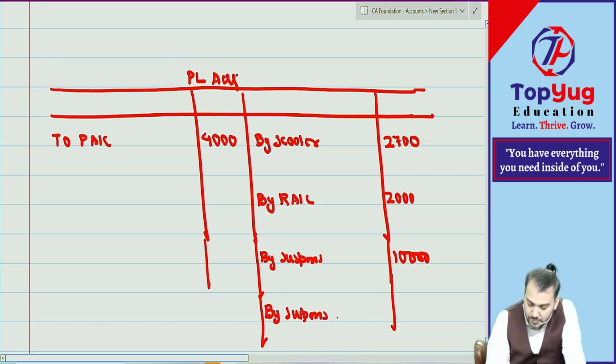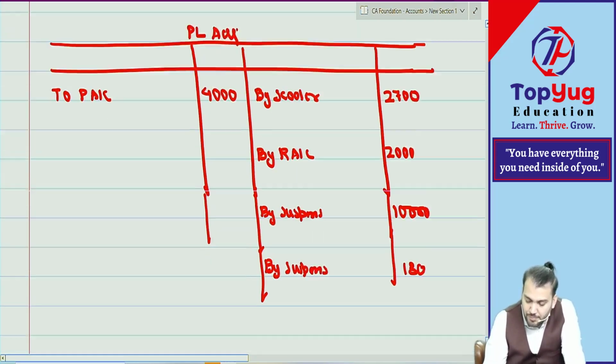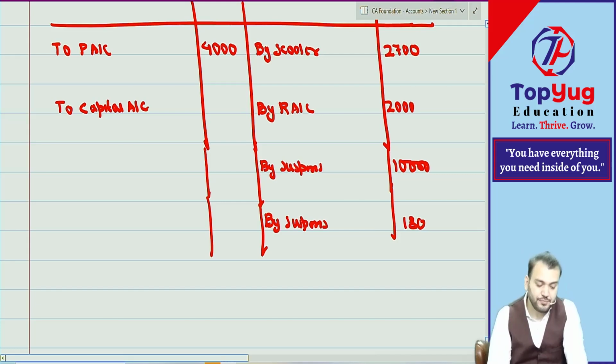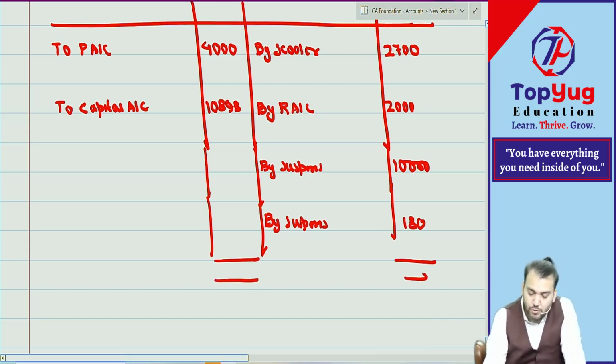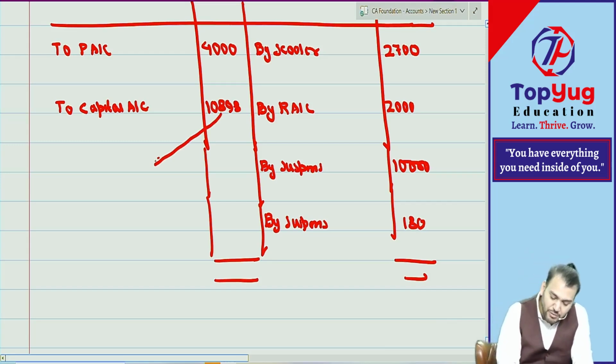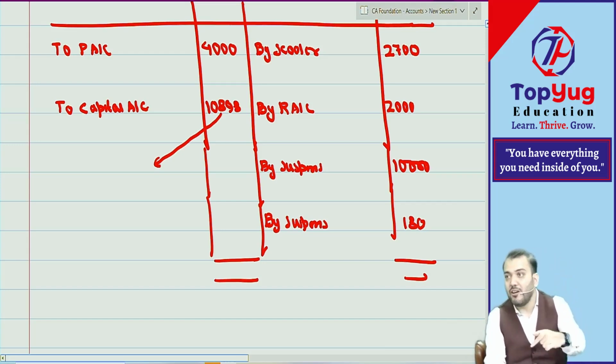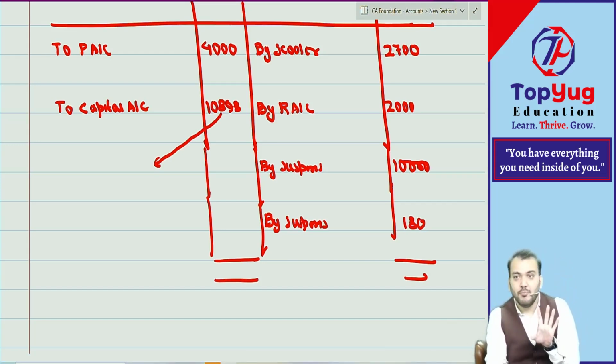Then can you give me the balance of PL adjustment account? And this balance will be always transferred, closed by transfer to which account? Capital account. How much? 10,898. Means you will do one journal entry, PL adjustment to capital account. So can you see it was actually a profit of last year, not recorded in last year, will be recorded in current year. Yes or no?